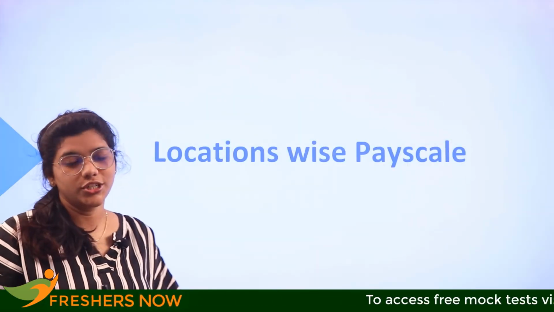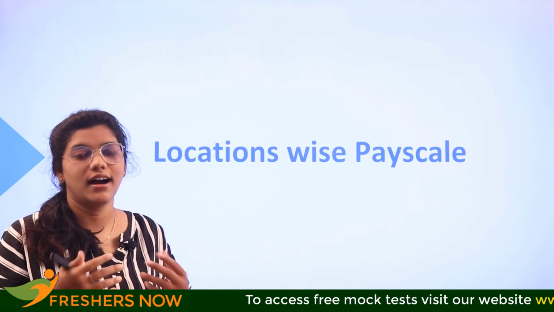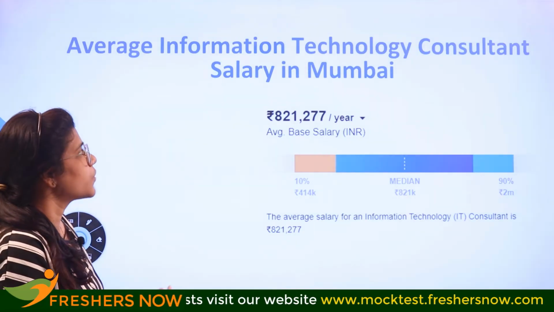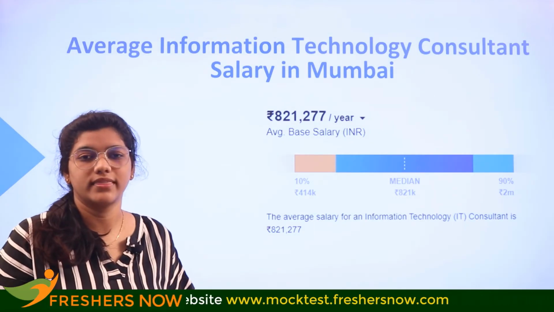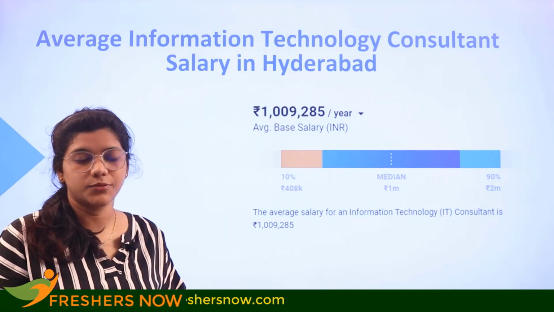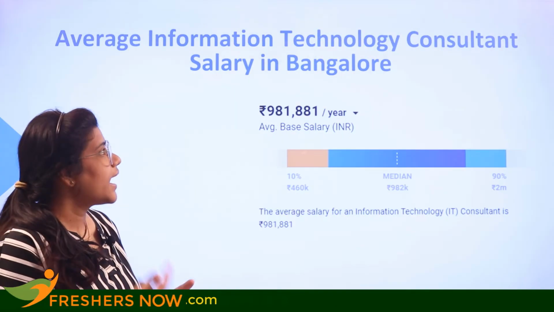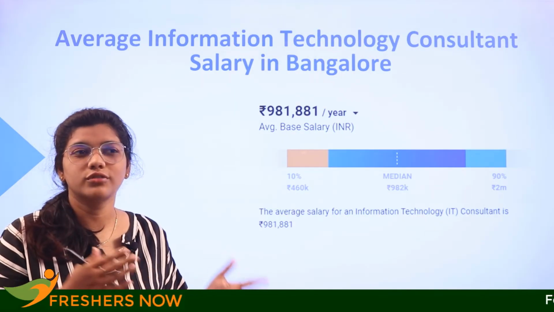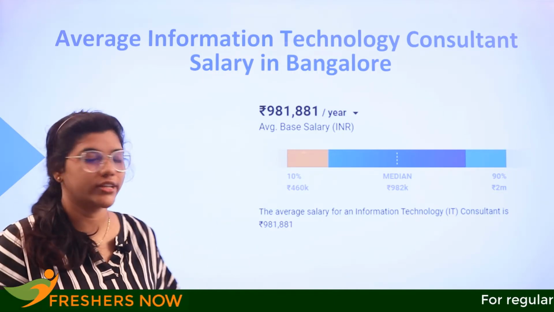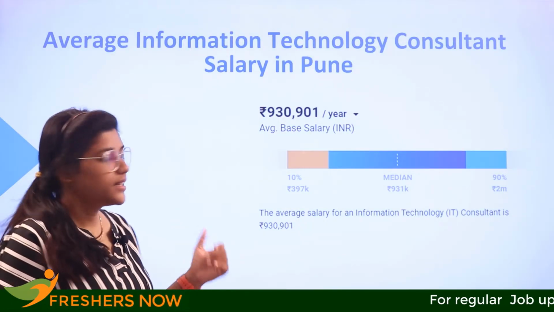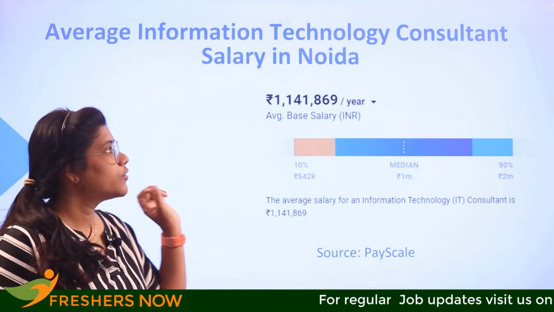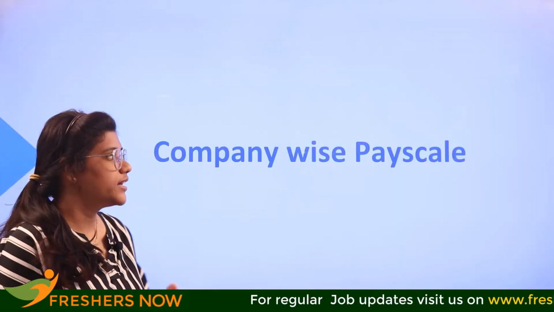And heading over to the location-wise pay scale, where you will be able to understand how major cities in India are looking for IT consultants. So first off, Mumbai, 8,21,000, crossing out the average pay again. And in Hyderabad, 10 lakhs per annum, again median level indeed. And in Bangalore, 9,81,000. So all of these major cities are considered to be in balance with the average pay when we take the whole country itself. And in Pune, 9,30,000 per annum. And then in Noida, 11 lakhs per annum is the pay which is going to be considered.